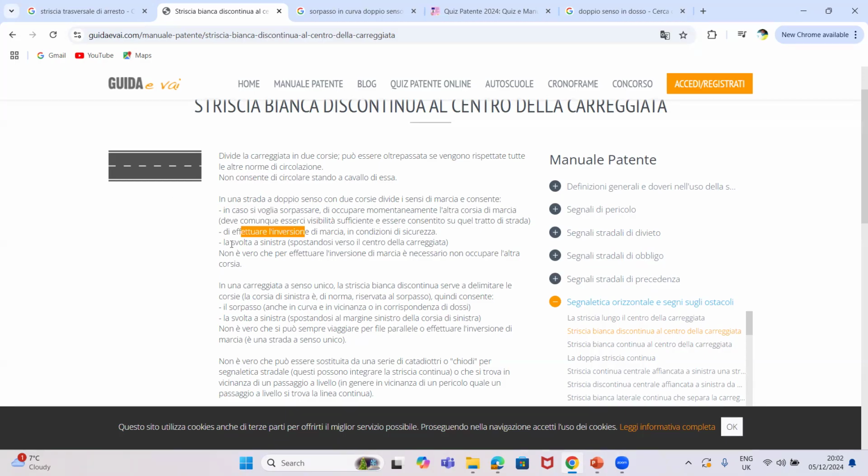Number 3, this is very important. La svolta a sinistra. Whenever you are in this kind of situation, they're talking about doppio senso with this line in the center of the carreggiata. They said, if you want to turn to your left, now, this is Corsia A, this is Corsia B. Corsia A wants to turn to the left. He wants to enter, let's say, a strada secondaria on the left. What do you do now, Corsia A? You spostarsi, you shift your car to the center of the carreggiata.